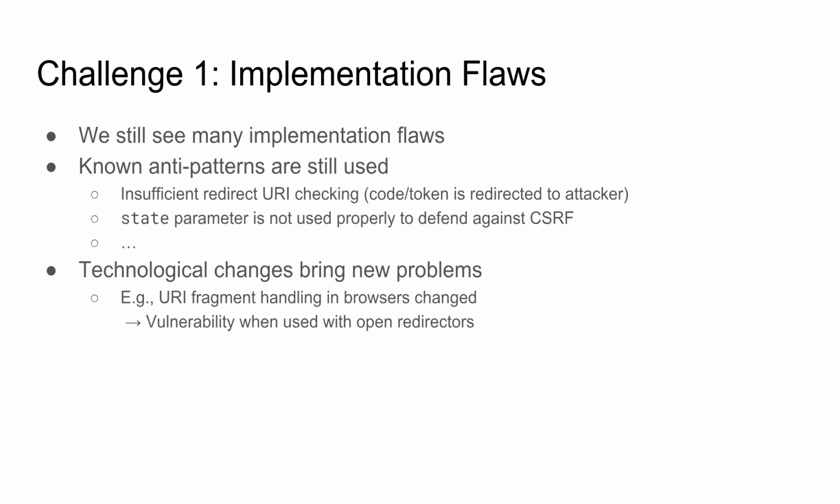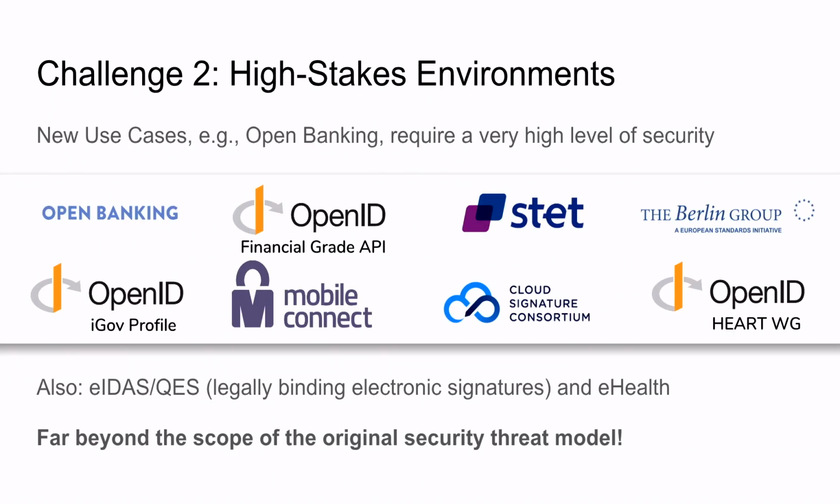Next challenge, high-stakes environments. Originally, it was anticipated that OAuth would be used to give access to your photos like we've seen before, for Facebook or whatever, but not maybe for open banking. But nowadays, it's used for open banking.